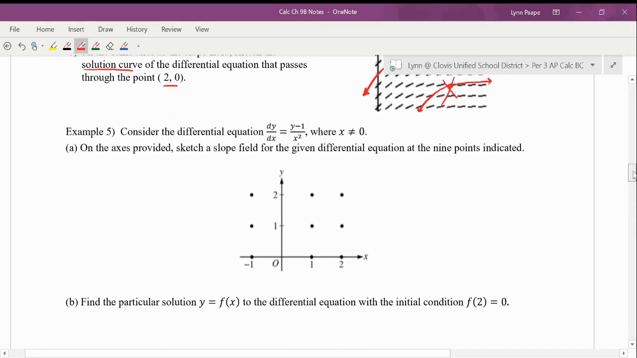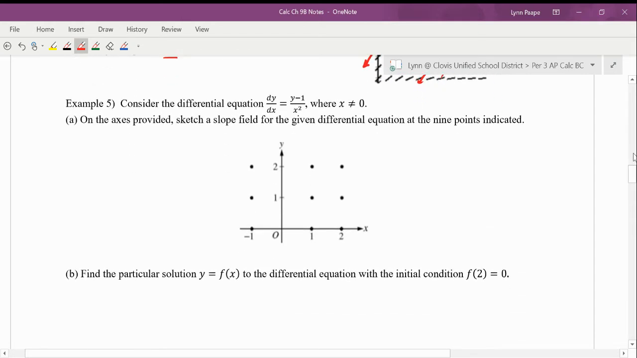All right, and then let's take a look at this one here. So this is saying that consider the differential equation dy over dx is equal to y minus 1 over x squared, where x, of course, cannot equal 0. And then we want to sketch the slope field for the differential equation at the 9 points that are indicated, so wherever those dots are. So then, again, we're just going to do the same thing again. So I'm going to set up an x and a y.